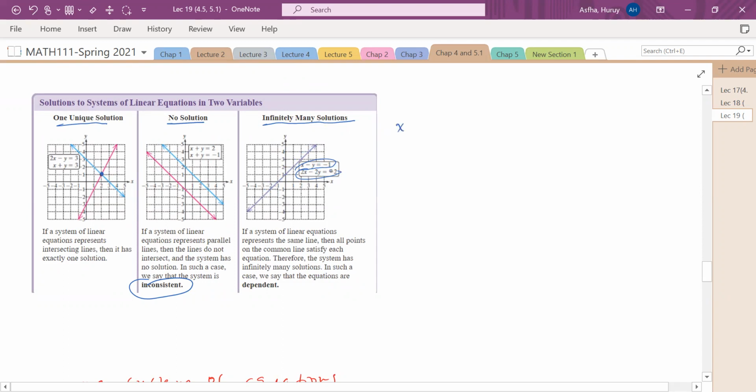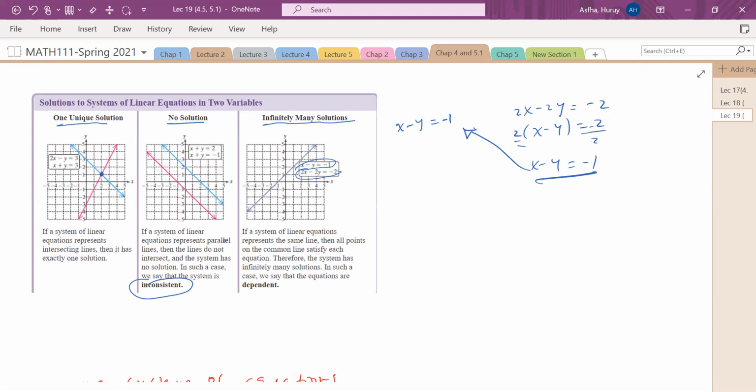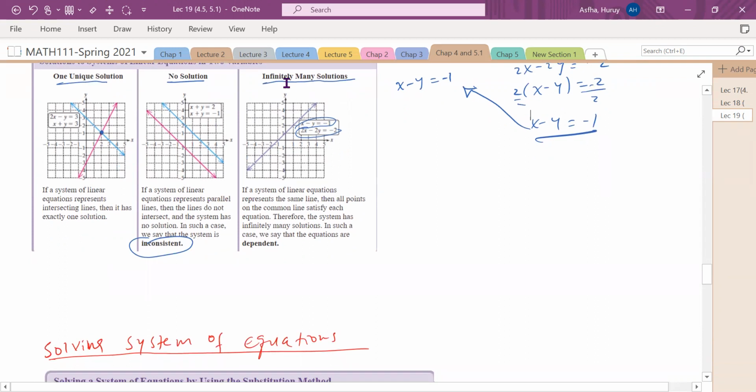For example, if we have x minus y equals -1, and we have 2x minus 2y equals -2. If I factor out 2 here, I will have 2 times (x minus y) equals -2. If we divide both sides by 2, we get x minus y equals -1, which is the same as this one. So basically, if we have infinitely many solutions, that means the two equations are basically the same. They are equal. And such equations, we call dependent. Okay.